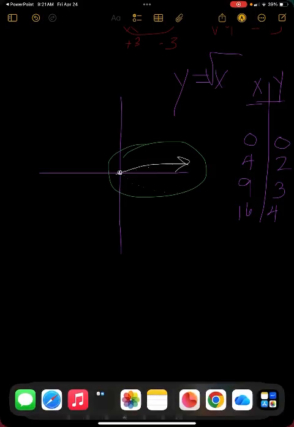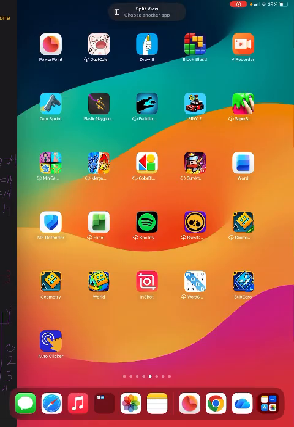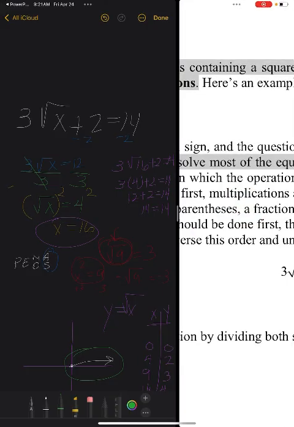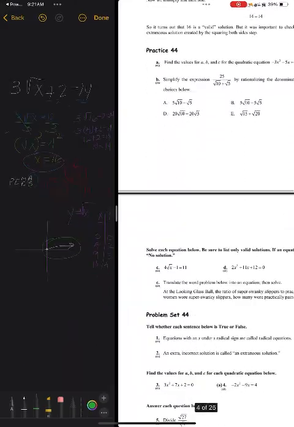All right, let's take a peek at what we had going on here. Make sure we check it.